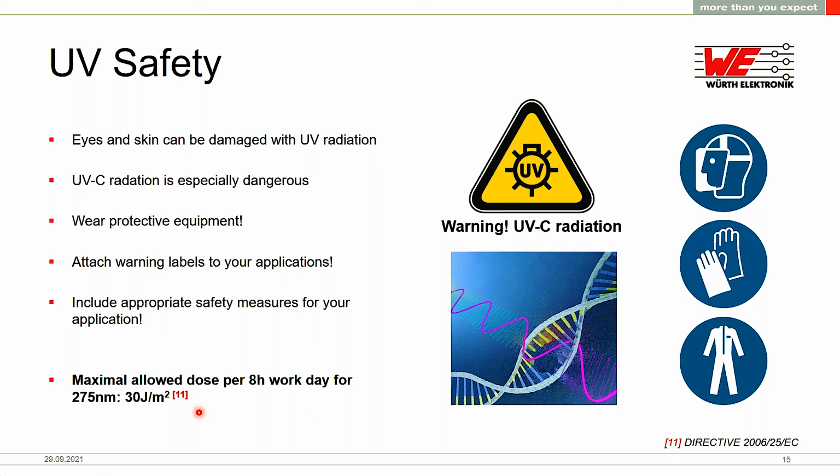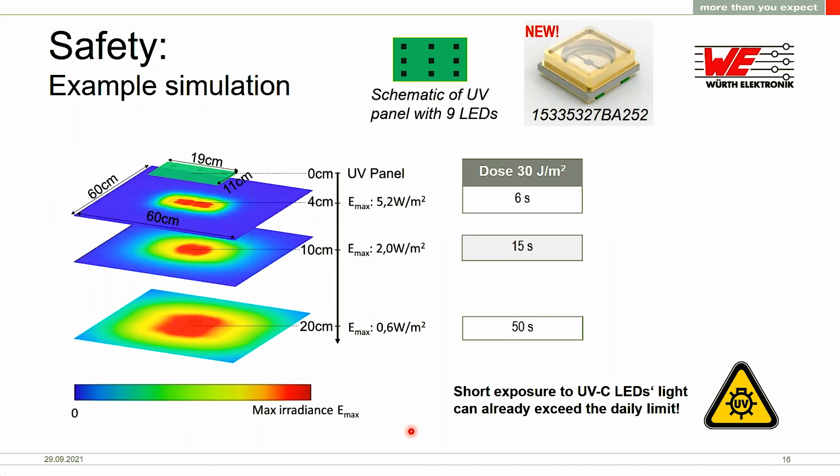There's also a value for the maximum allowed dose that you can get per 8 hour workday for 275 nanometers, which is 30 joules per square meter. To give you a feeling for how fast you can actually get this, let's look back at our example of this UV panel. At a distance of 20 centimeters, you can get this maximum dose in only 50 seconds. At 4 centimeters, you can get it in 6 seconds. And if you go even closer to the LEDs, you will get this maximum dose in below 1 second. So you can get damage on your skin quite quickly with those LEDs. This is why it's important to be careful when working with them.